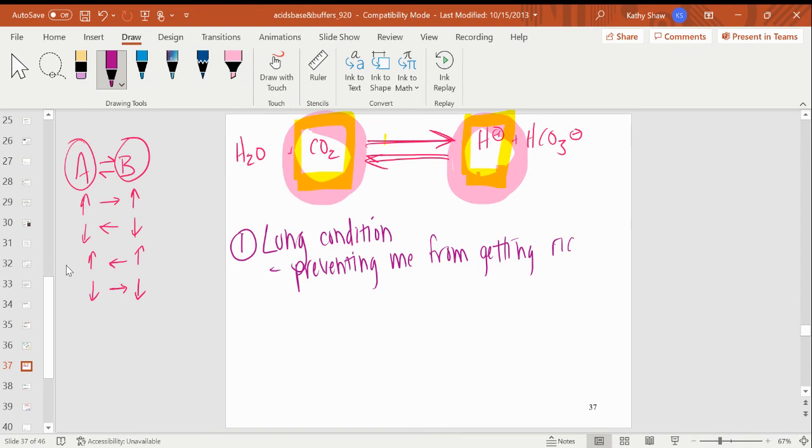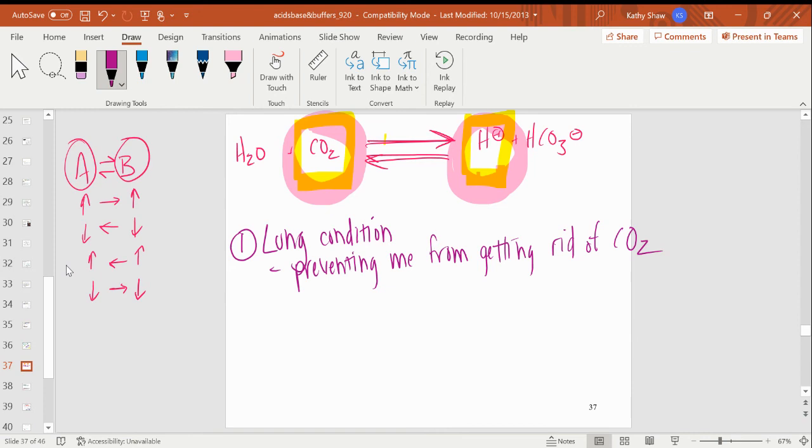So what do I do? If everything's working properly, I inhale my oxygen. This is the way I'm designed to do my stuff. I inhale my oxygen. I use my oxygen for all my processes, all my reactions, all my stuff, and make carbon dioxide. Then I exhale my carbon dioxide, get rid of it, and I'm good. That's the way I work.